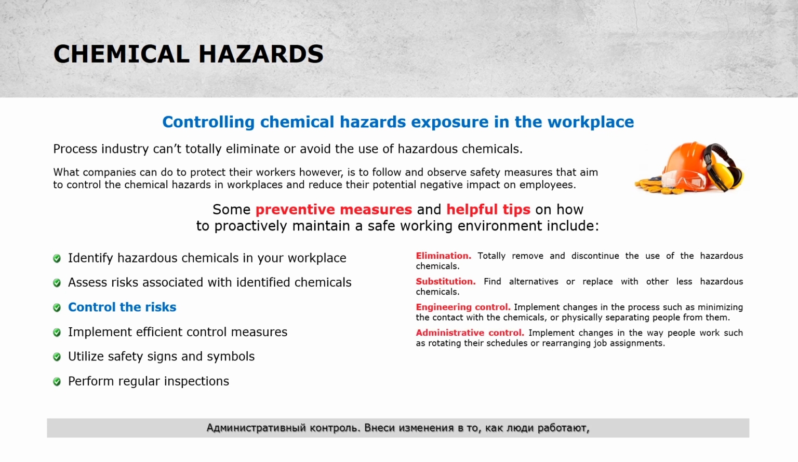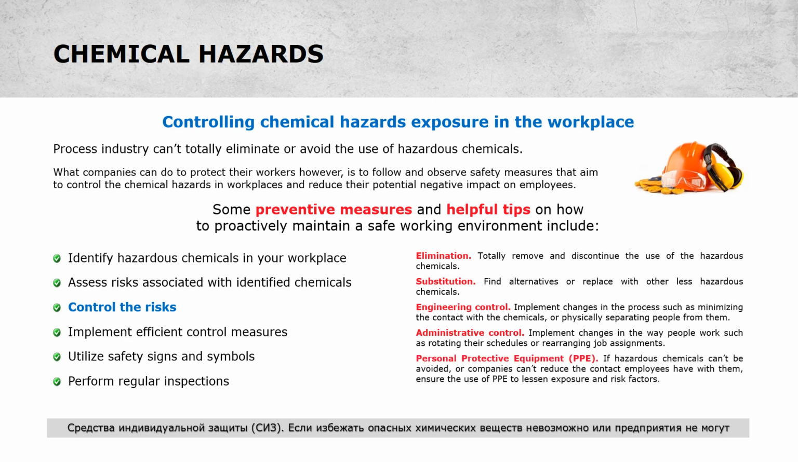Administrative control. Implement changes in the way people work such as rotating their schedules or rearranging job assignments. Personal protective equipment, PPE. If hazardous chemicals can't be avoided, or companies can't reduce the contact employees have with them, ensure the use of PPE to lessen exposure and risk factors.